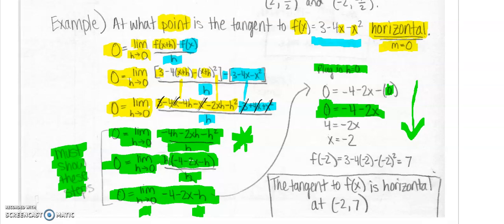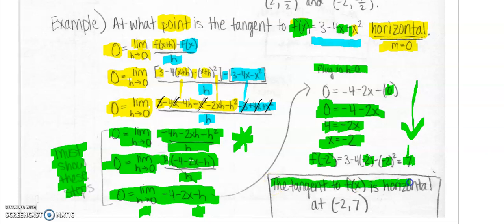So the next couple steps are fairly easy. Just add the 4, a little algebra here, and then divide by -2, so x is -2. And then finally, since we're looking for an ordered pair, we want to find f of -2 to find its y-coordinate. So you go back up to f of x, and into x you plug in -2, which is here and here. And then when you simplify that, you get the 7. And so the tangent to f of x is horizontal at the ordered pair x is -2 and y is 7, and that completes this problem.